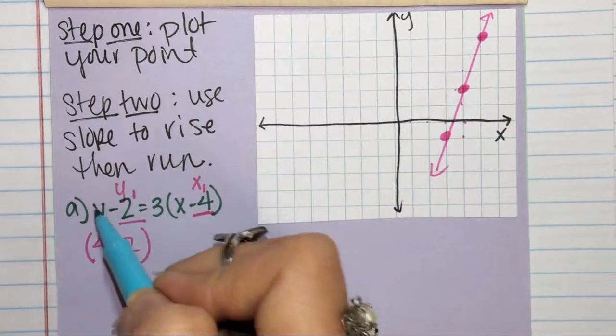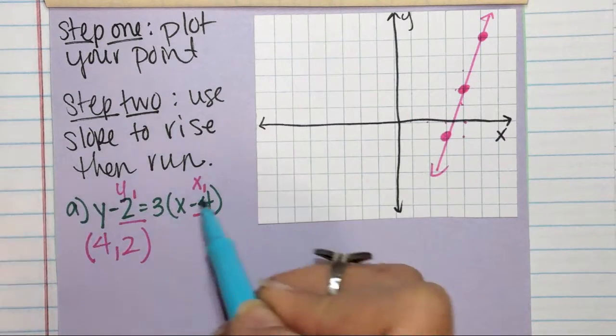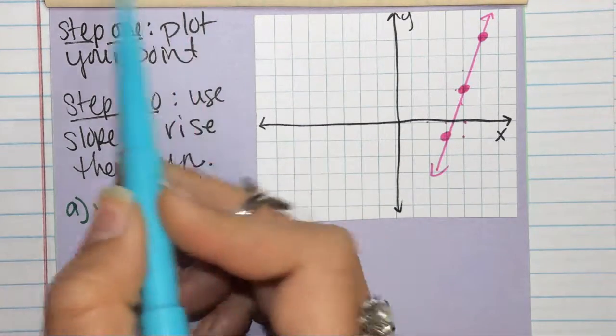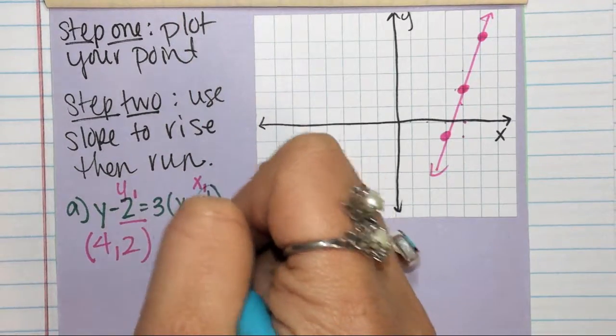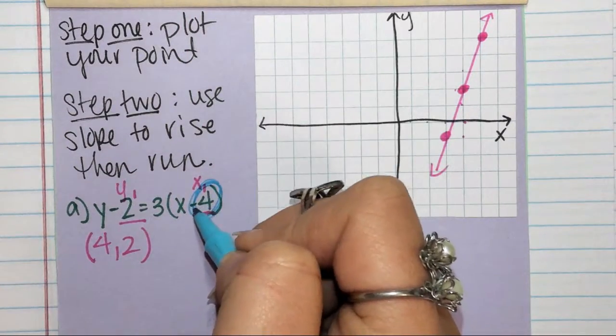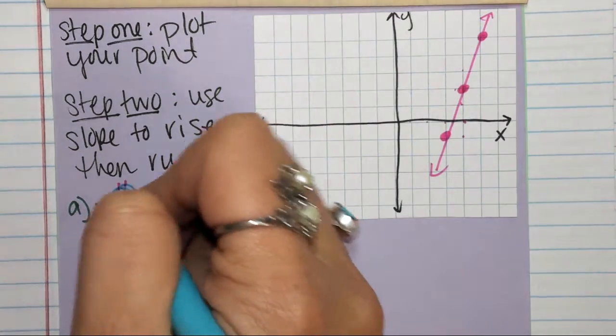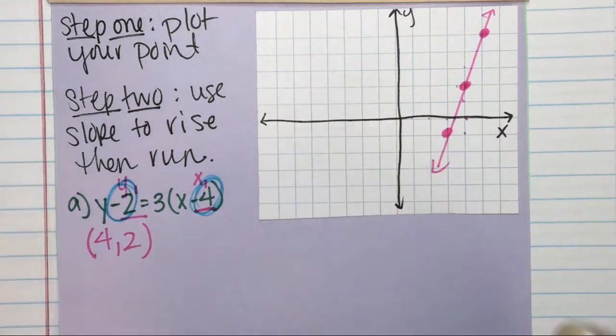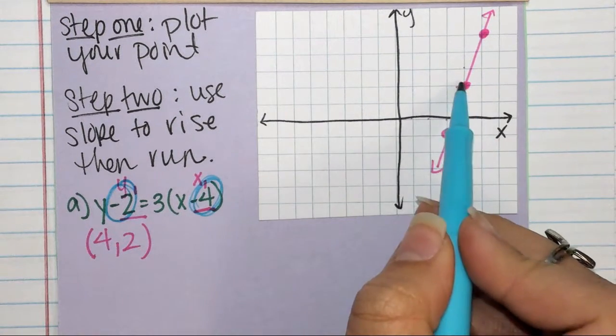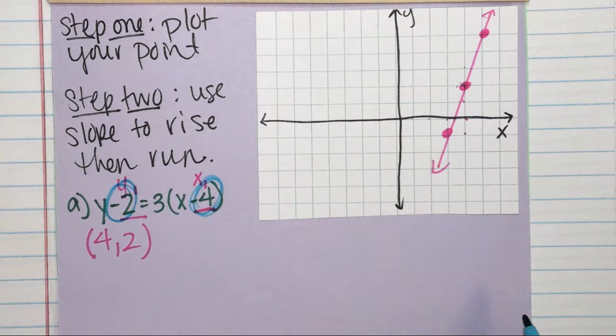Alright, so I gave you this equation, right? The first thing you do is you plot your point. This is our x because it's with the x, and you take the opposite. This is our y, so you get the y because we take the opposite. That's why we got 4, 2, and then we plot our point. So we went right 4, up 2, put a dot. Is everybody with me? Aldo, what are you confused on, baby?